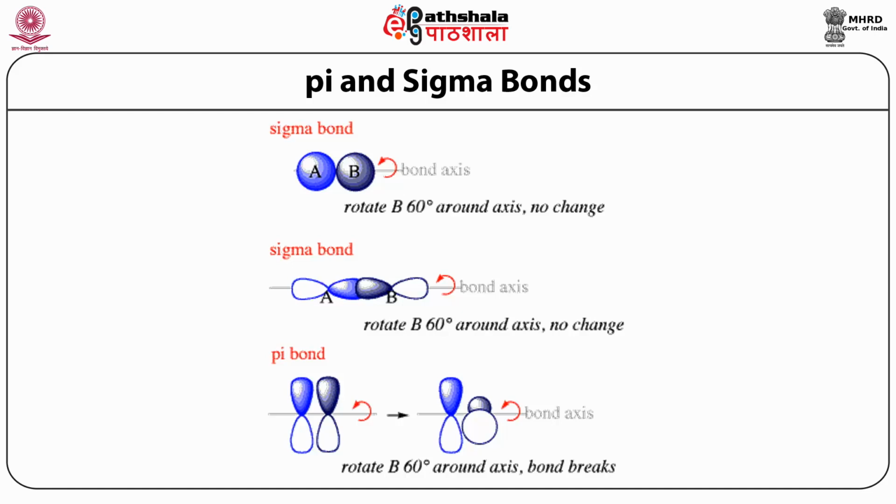On the contrary, in case of a pi bond, the bond between the two atoms gets broken when one atom is rotated around the bond axis. It is also shown in this figure. The common forms of sigma bonds are s plus s, pz plus pz, s plus pz, and dz square plus dz square. The carbon-carbon double bond is composed of one sigma and one pi and has a bond energy less than twice that of a single carbon-carbon bond. This indicates that the stability added by the pi bond is less than the stability of a sigma bond.